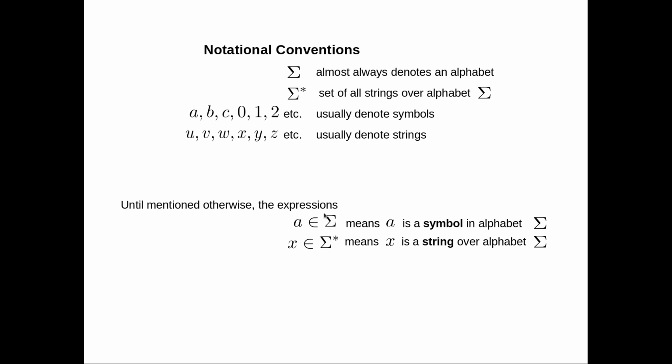This capital sigma. And if you see that this x is some element of sigma star, as I mentioned before, this sigma star itself is the set of all strings over alphabet sigma. So this x is actually a string. That means a pattern constructed out of the symbols in sigma.